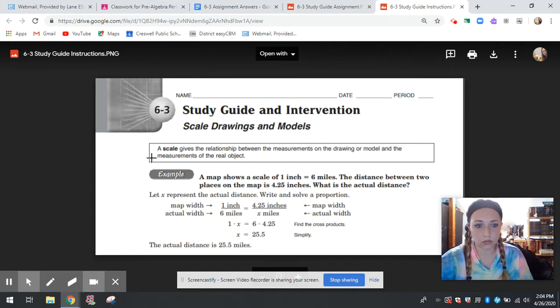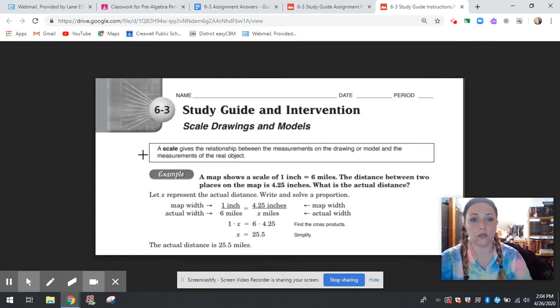So this gives you just a definition of what a scale factor is. A scale gives the relationship between the measurements on the drawing or model and the measurements of the real object. A map shows a scale of 1 inch is equal to 6 miles. So if a map shows that it's 1 inch from the store to where you're camping, in real life, that would be actually 6 miles that you're traveling from where you're camping to get to the store.